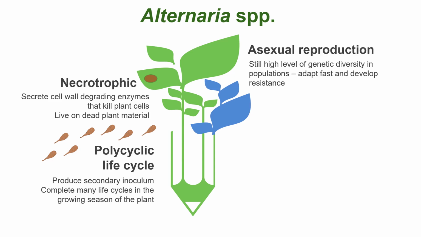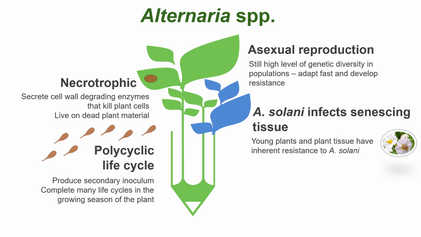They have asexual reproduction. And despite this asexual reproduction, we still see a very high level of genetic diversity in the populations of Alternaria species, which allows them to adapt fast and develop resistance. When we talk about asexual reproduction, we can compare it to something like Phytophthora in the northern hemisphere, where we have two different mating types, the A1 and the A2, and in that case we get sexual reproduction. Here we only get asexual reproduction.